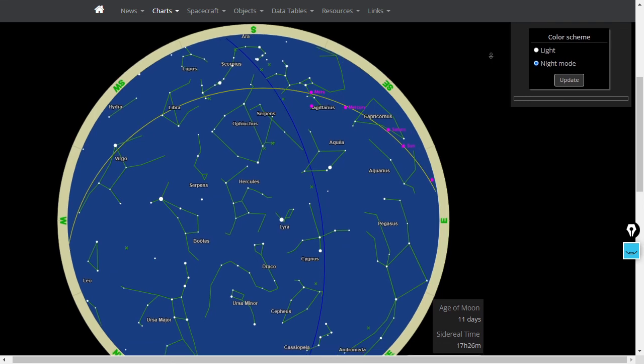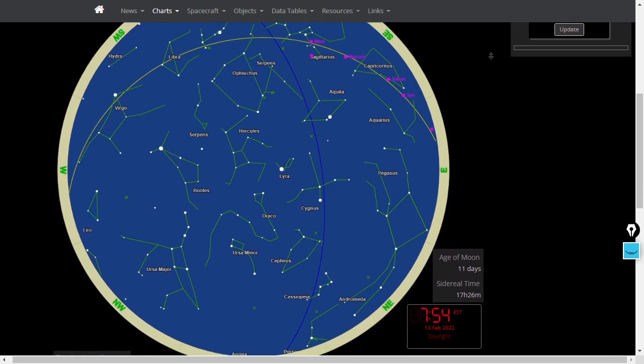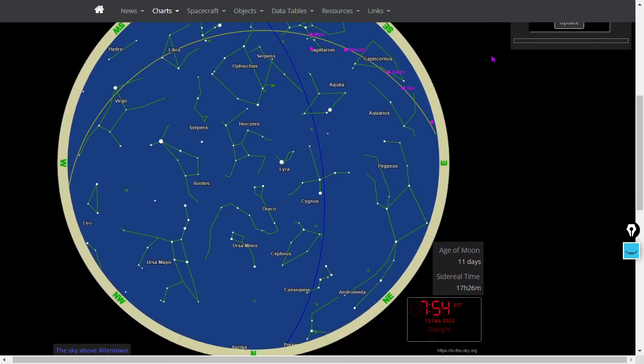So here's what's going on above my head in Lehigh Valley. I use in-the-sky.org. The yellow line is the ecliptic. The blue line is the galactic plane. If you're up before dawn, you may see a planetary pileup featuring Mars, Venus, Mercury, and Saturn all rising ahead of the sun.